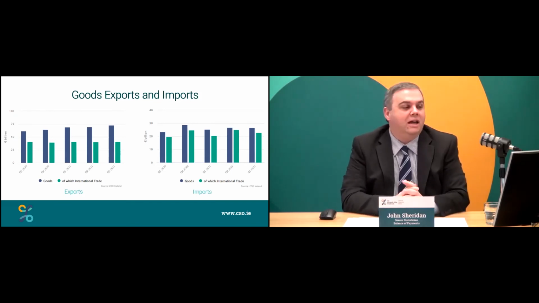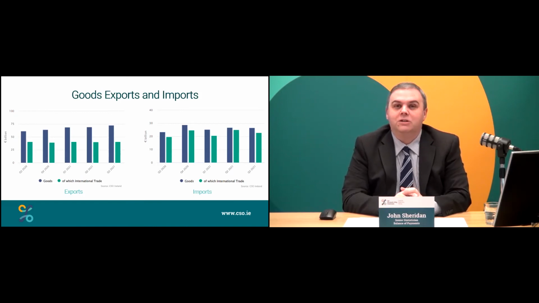Looking initially at our goods exports and imports, we can see that our Q3 goods exports have increased compared to last quarter and also increased compared to last year, while our goods imports are slightly down compared to last quarter, but are up compared to last year. So again, we can see that the increase in net merchandise is driven by the increase in exports.